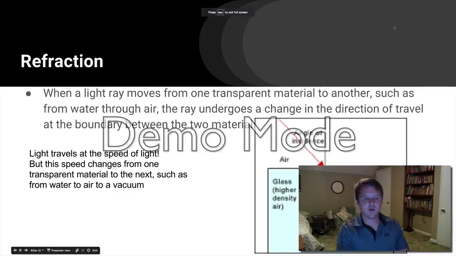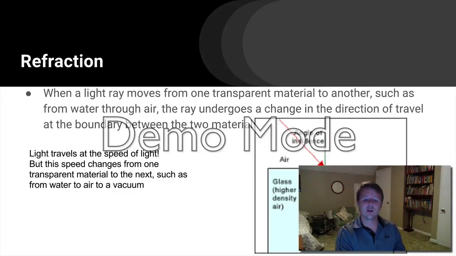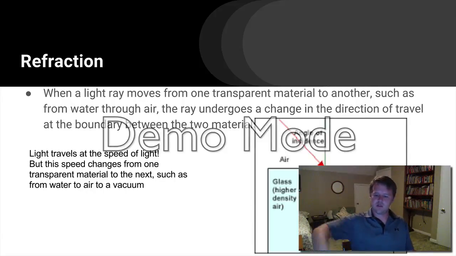When a light ray moves from one transparent material to another, such as from water through air, the ray undergoes a change in the direction of travel at the boundary between the two materials. Basically like sunlight coming through the atmosphere. It's at a certain angle, traveling at a certain speed. It hits like the water in a lake. It immediately changes direction. And that's called refraction.